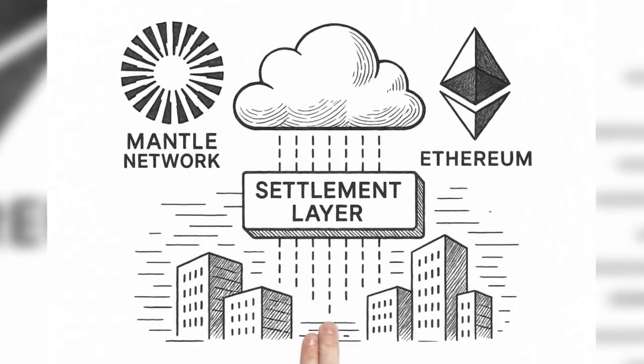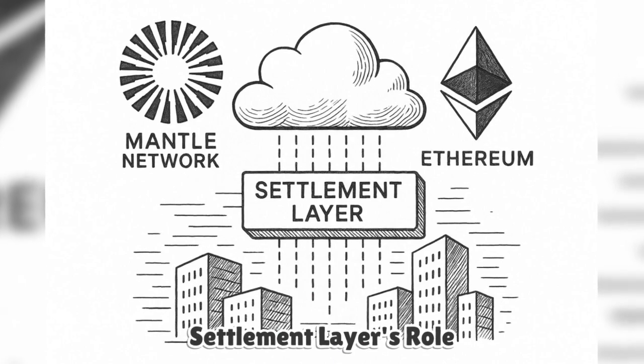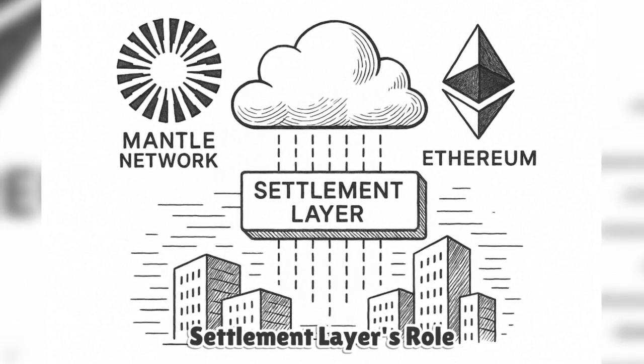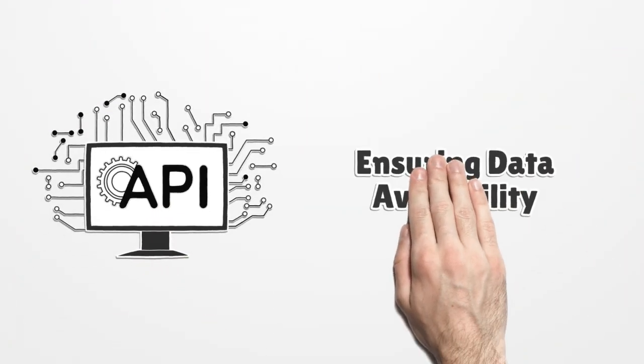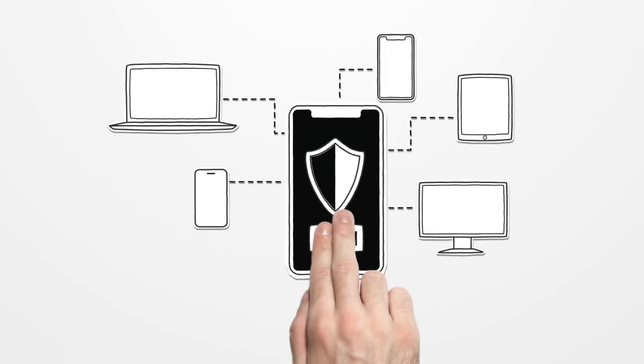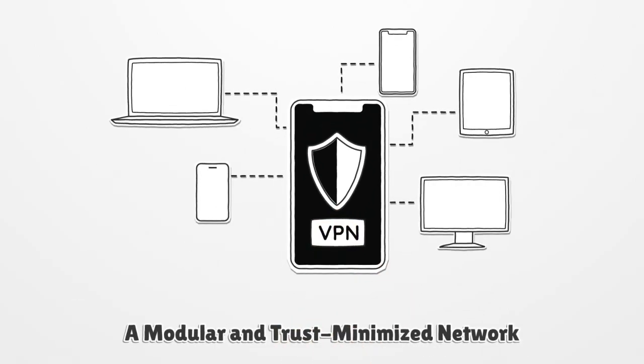The settlement layer connects directly to Ethereum, anchoring state roots and ensuring that all transactions ultimately inherit Ethereum's security guarantees. The data availability layer, provided by EigenDA, ensures that off-chain transaction data remain accessible and verifiable by anyone who wants to reconstruct the Mantle state. Together, these layers create a network that is both modular and trust-minimized.